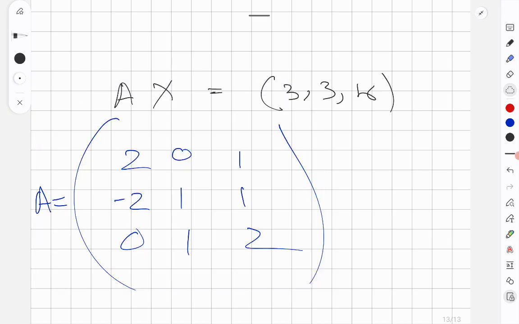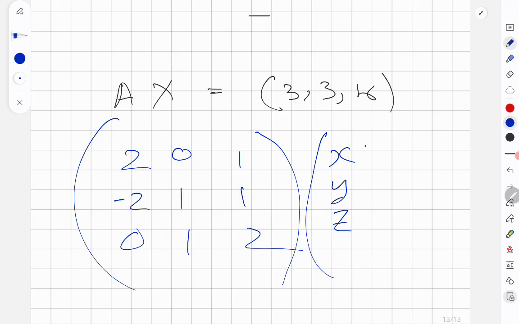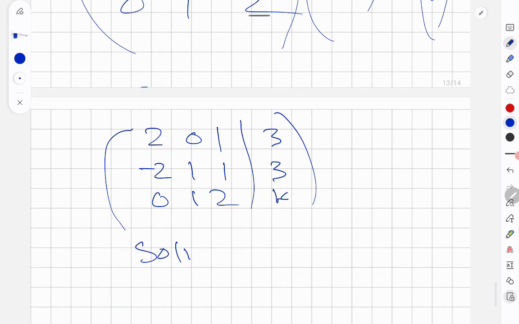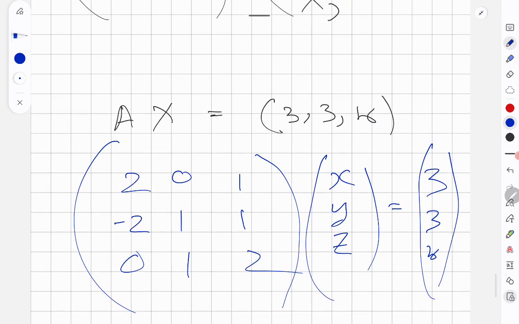There's one unknown, right? Okay. So if you solve this equation, it will be something like this: 2 0 1, minus 2 1 1, 0 1 2, equal to 3 3 k. Then you solve it for different values of k. But is it the only method to do this? No. There is one more method, if you go by definition.